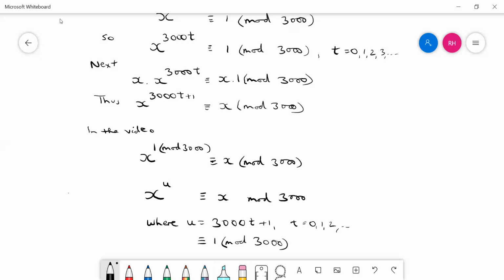So this is the end line basically: x to the power U is equivalent to x mod 3000, where U is equivalent to 1 mod 3000. I hope that's helped Z with his problems with understanding RSA code.